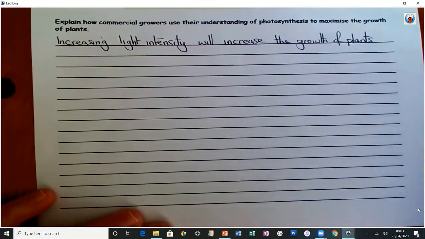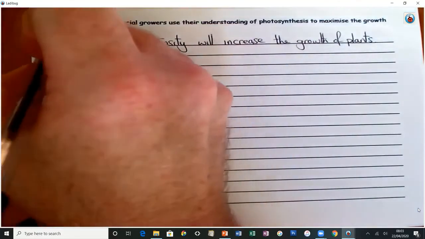What do we know about greenhouses? Well, they're made of glass or some transparent polymer so that you get the maximum transmission of light. Okay, so the maximum amount of light is coming into the greenhouse. The glass will also trap the light energy. So let's write that down.